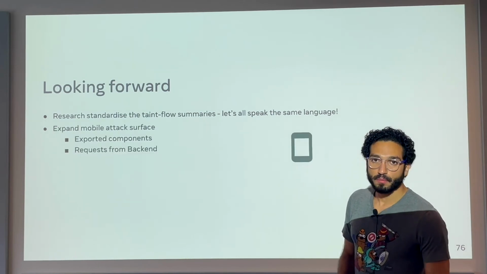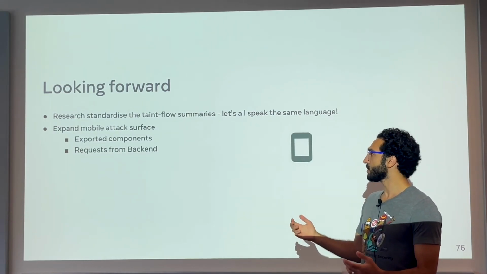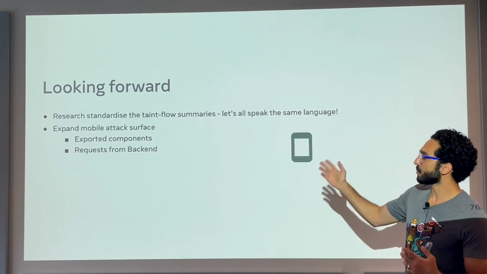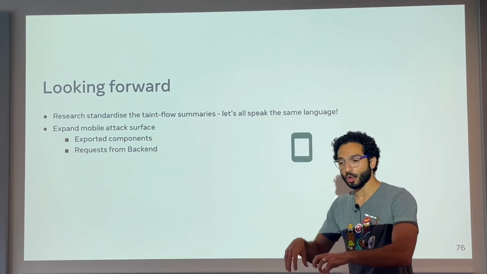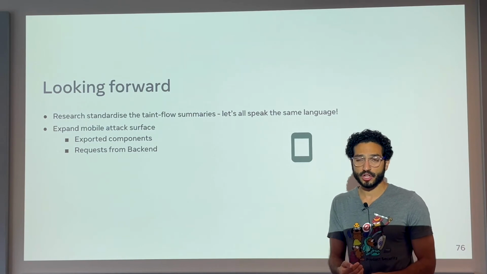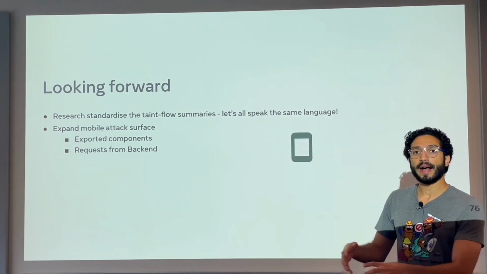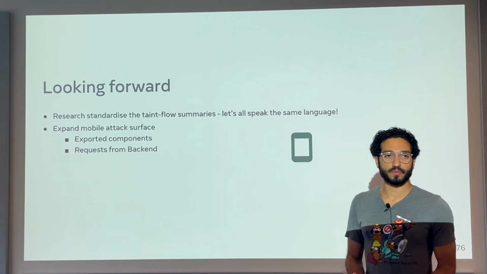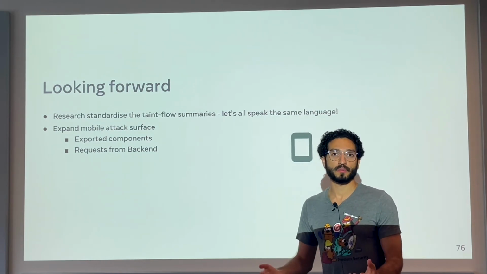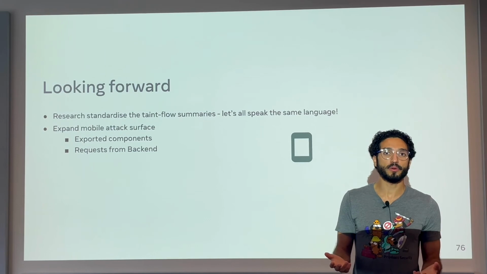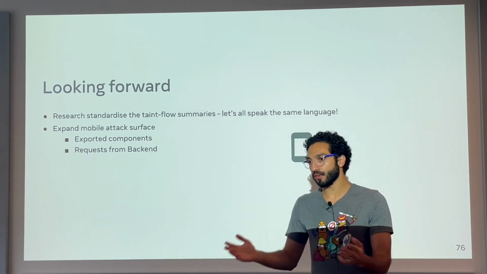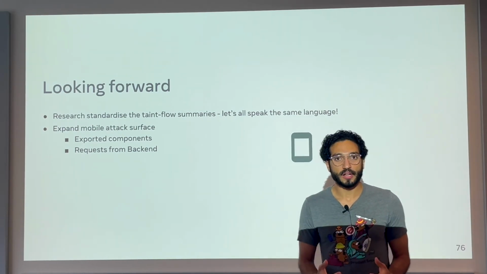The other idea is the mobile attack surface. If you think of the mobile attack surface, you usually have your exported components and requests from the backend. Exported components are how other applications on the same device communicate with your application, but requests from the backend are how your backend is communicating with your phone. Should you mark all the requests from your backend as potentially user controlled or untrusted input, or should you mark everything coming from your backend as trusted input?